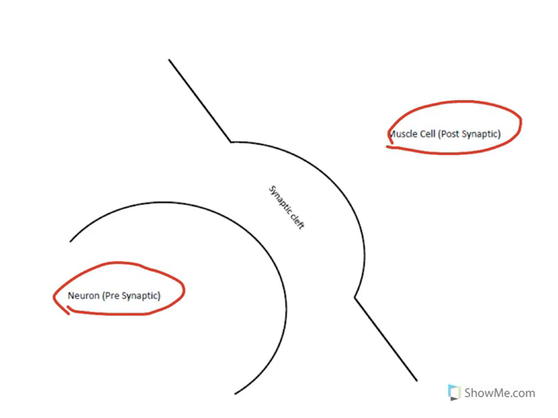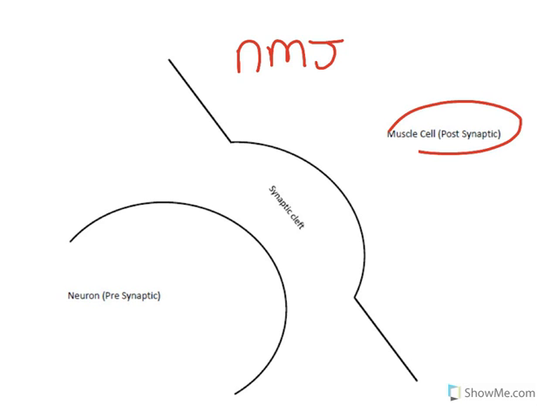In this lesson, I want to discuss one of the most important synapses that we will discuss in Human Anatomy and Physiology 1 lecture. And this one is called the neuromuscular junction. Neuromuscular because we have a neuron and a muscle cell. The neuromuscular junction, or NMJ, is one of the most important synapses that we deal with, and is the model synapse for synaptic activity.